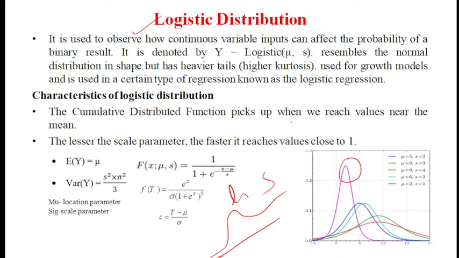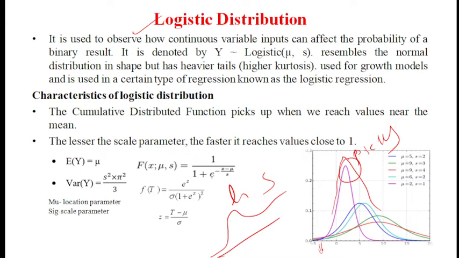What are the characteristics of this logistic distribution? The cumulative distribution function picks up when we reach values near the mean. When we reach the mean value, the cumulative distribution peaks. The lesser the scale parameter, the faster it reaches a value close to 1. It looks like a normal distribution. It may have characteristics that are similar, but not the same. It resembles.